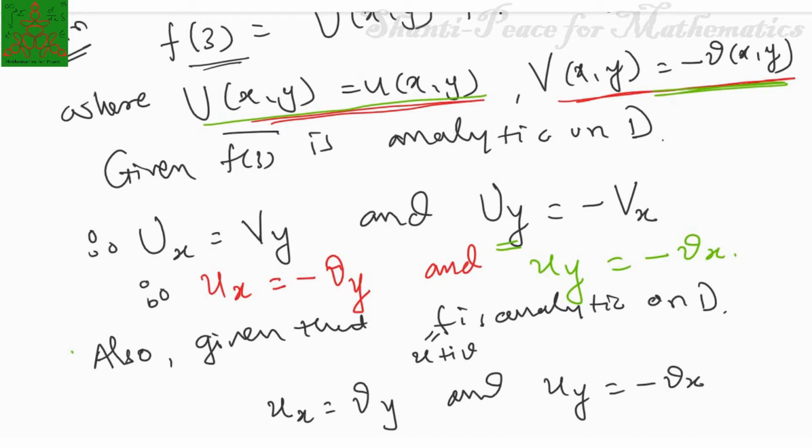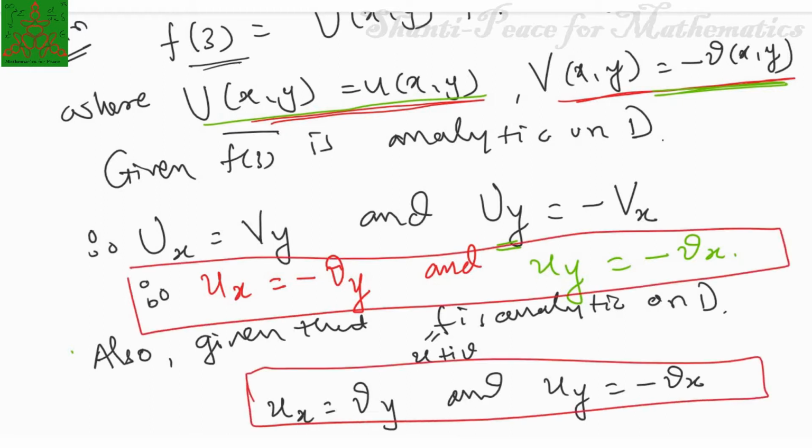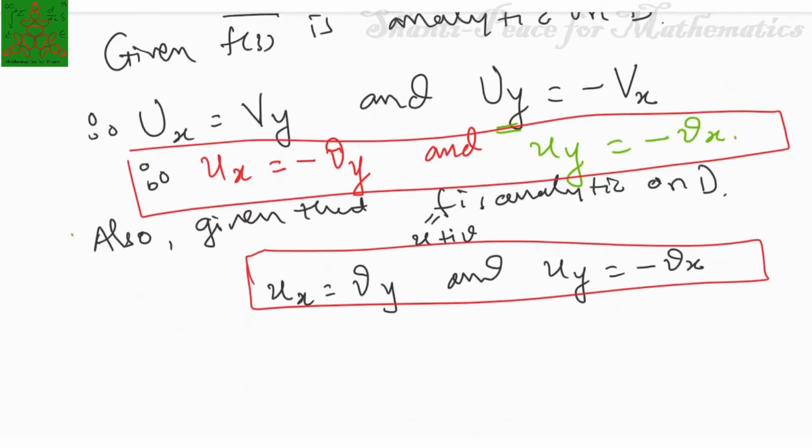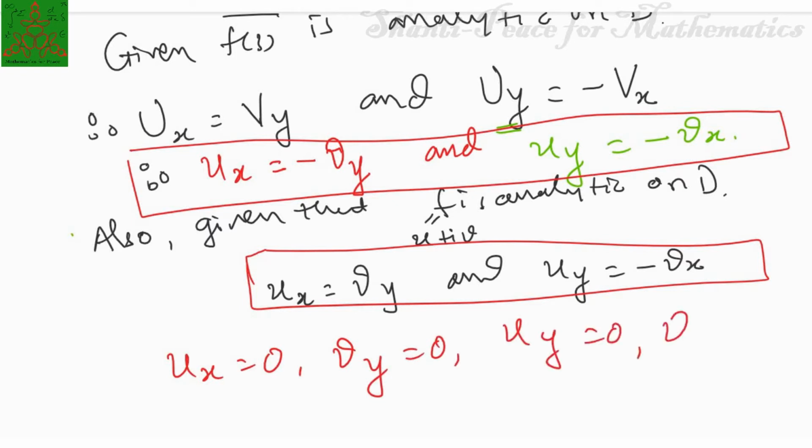So if you can see both these equations, from these two what we can conclude is ux is 0, vy is 0, uy is 0 and vx is 0.